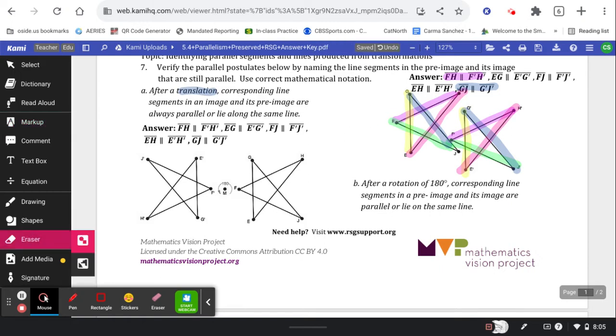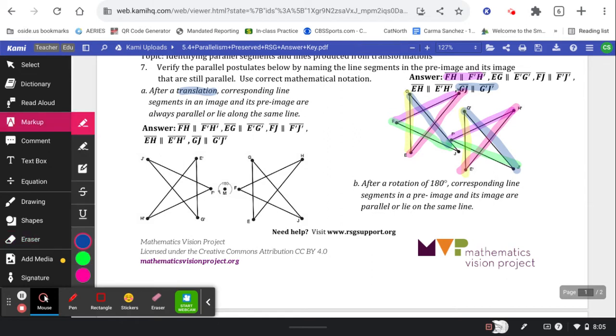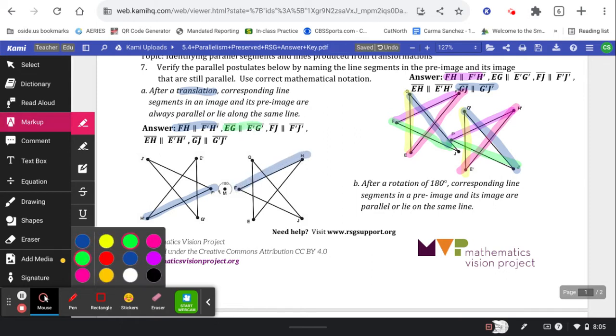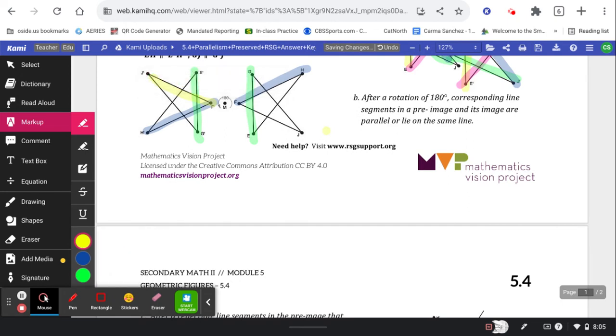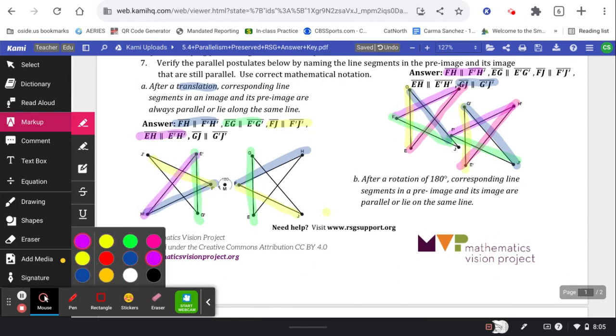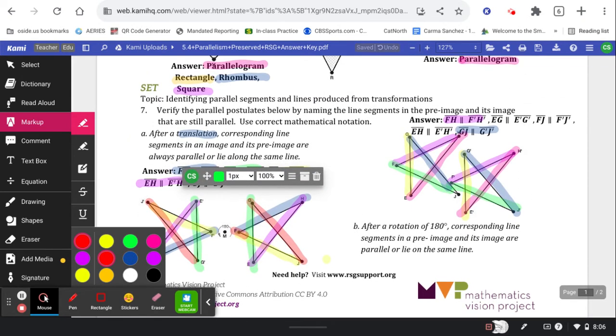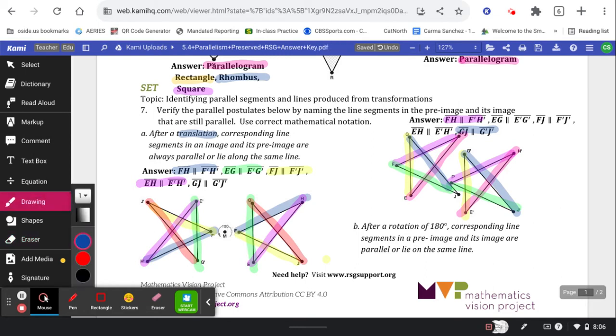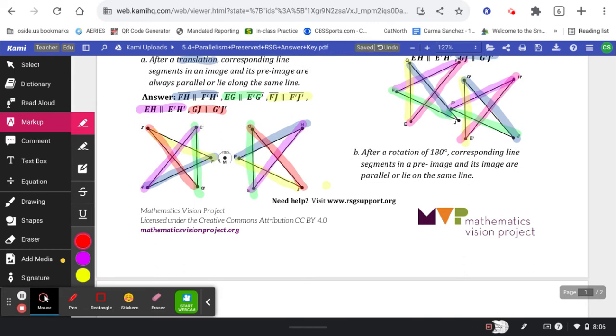This next one is after a rotation of 180. Do you remember this? After a rotation of 180, corresponding line segments of a preimage and image. So it's saying that FH and F prime H prime, EG and E prime G prime, FJ and F prime J prime, EH and E prime H prime are parallel. Okay, so there's the parallels of that whole one.